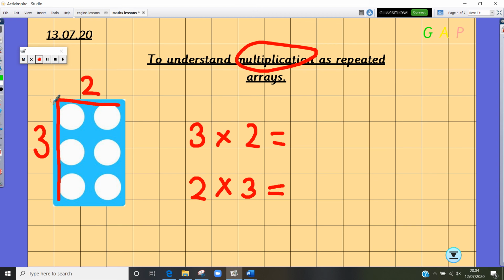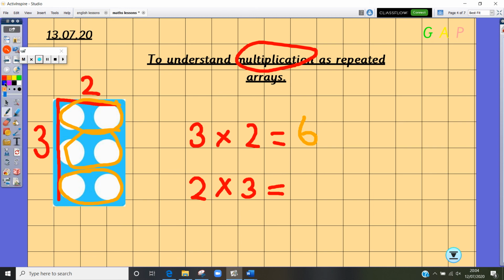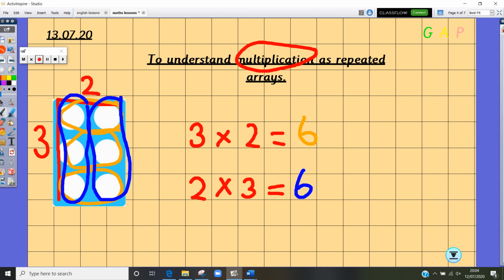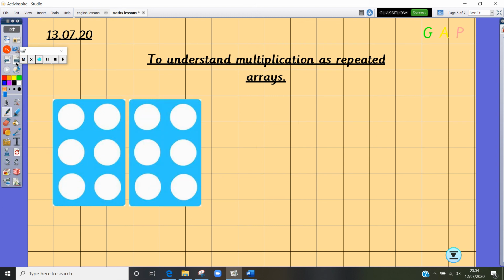So that means that I've got 3 groups here with 2 in each group. So if I was to circle those, this is one group, this is 2 groups, and this is 3 groups. 3 groups of 2, and my total is 6. Well done if you managed to work that one out. Or the other one is 2 groups of 3, so I can go this way around. So we've got 1 and 2, but my answer is still 6. Okay, well done if you've managed to spot these straight away using these pieces of Numicon.